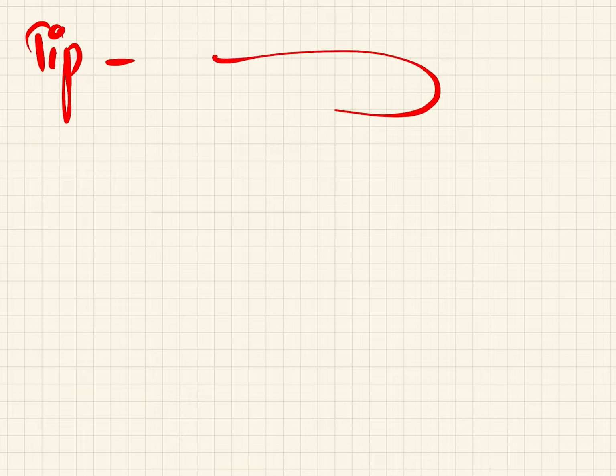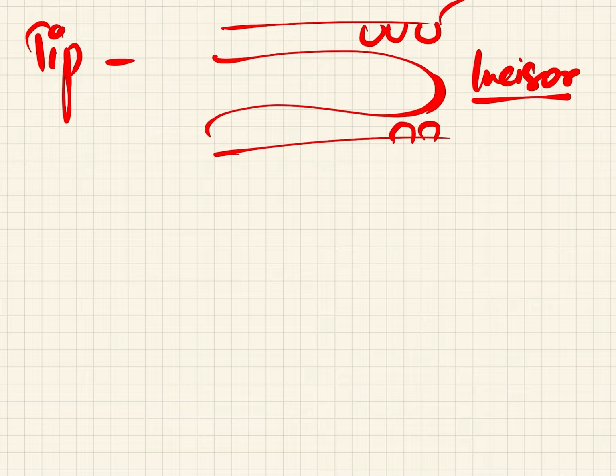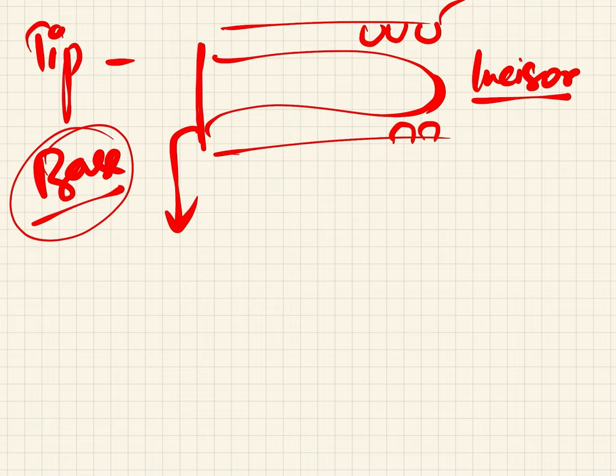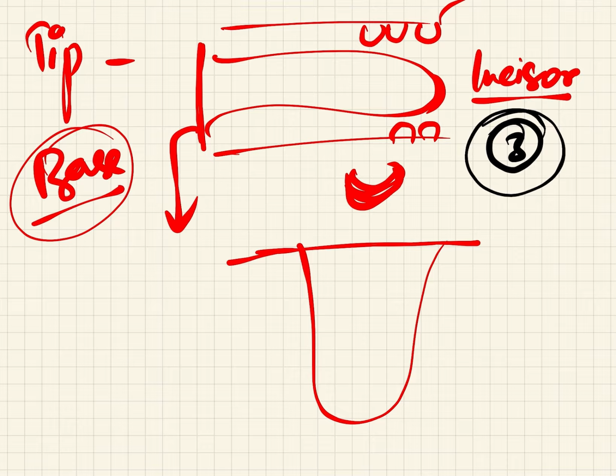We have already said how it looks from the side. This is the mandible, where you'll have the teeth. This is the maxilla, this is the mandible, and the tip is associated with the incisor teeth. It is directed forward, whereas the base is directed backward, facing the oropharynx. The epiglottis from the larynx is connected to the base of the tongue by means of three folds. Those folds are called glossoepiglottic folds.